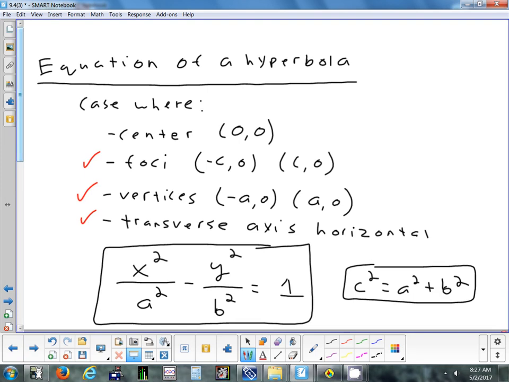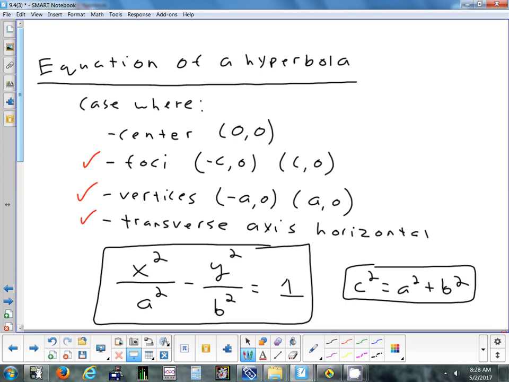For those that were here yesterday, how is that different from an ellipse? There's only one thing different. Yes, there's a subtraction sign between the fractions instead of addition. And this is the relationship between A, B, and C. Can somebody tell me how that is different from what we had yesterday? Yeah, this is addition instead of subtraction.